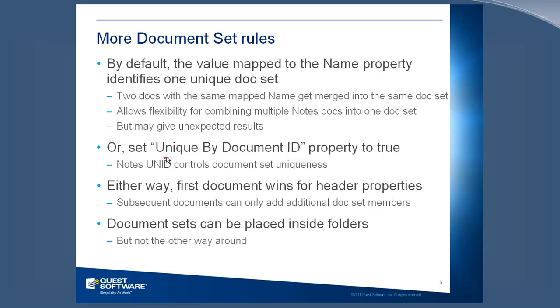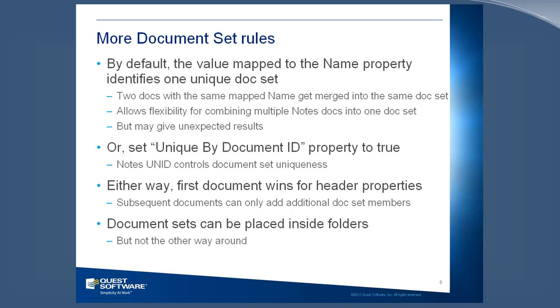So we have a property you can set in your document set column that says unique by document ID, and that means we're going to use the internal notes identifier to control the uniqueness of a document set. So if you set this property to true and you have two documents with the same subject and you're mapping subject to the name of your document set, then we're just going to take the second one and rename it, we'll put a 2 at the end of it to say, subject 2. And so we'll make sure if it's a unique notes document, it will remain a unique document set. With this property, you have some flexibility as to what you're going to lump into the same document set and what goes into a different document set.